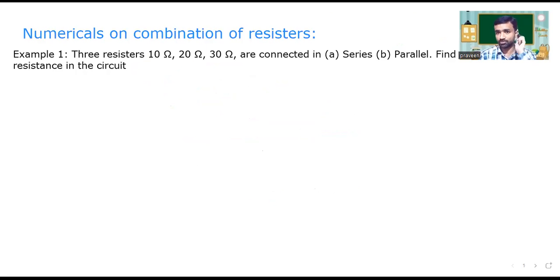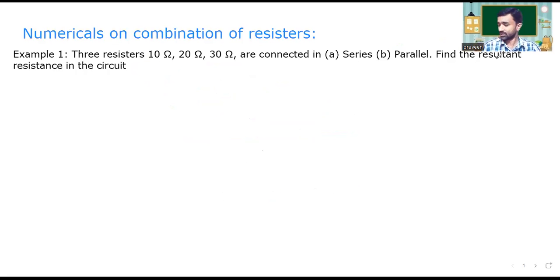So the first problem is given in your textbook, page number 195. Can anybody draw the diagram for these combinations? First it is asked to find in series combination, and the next is asked in parallel combination. Suppose you draw the circuit diagram for these resistors. The first one is series. So here I am taking a battery.